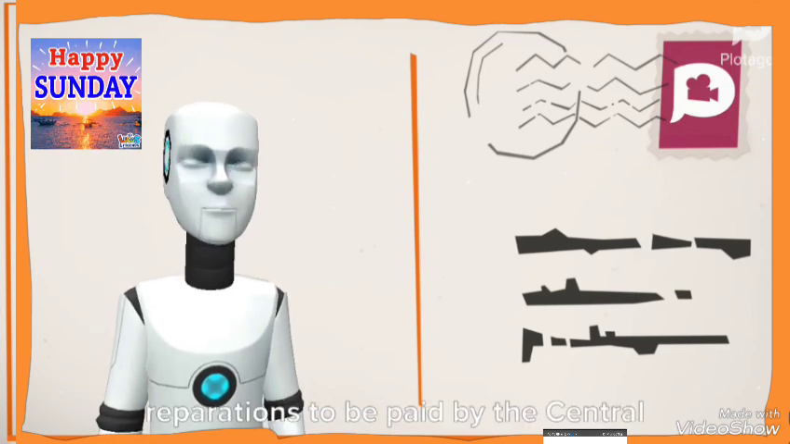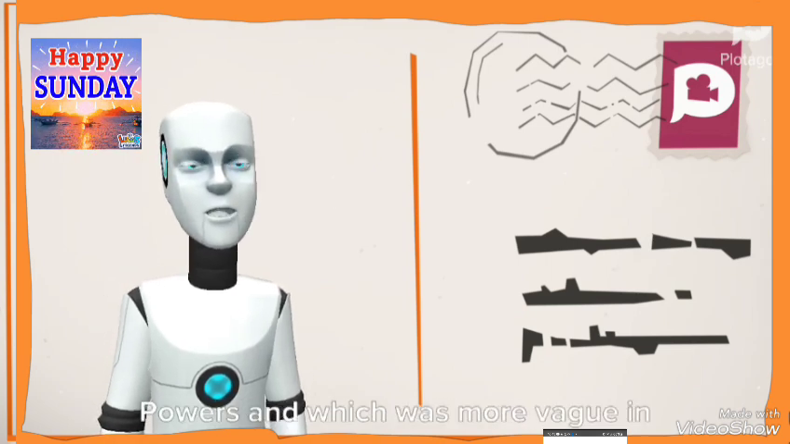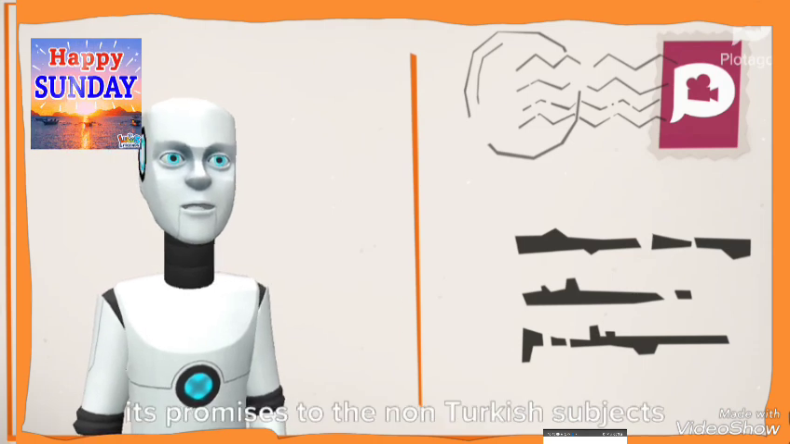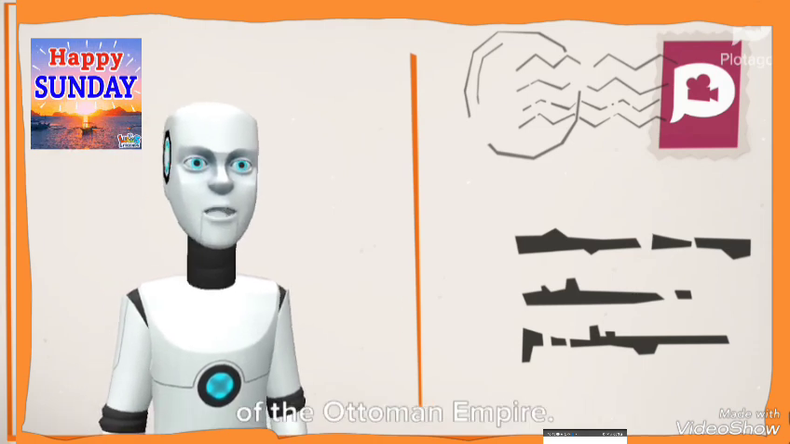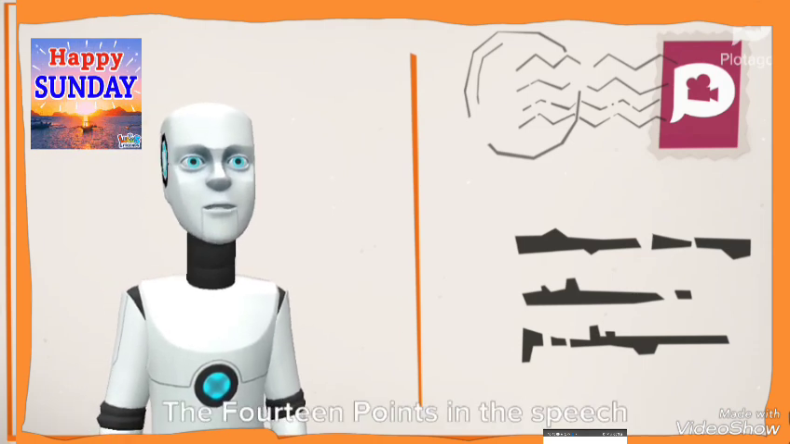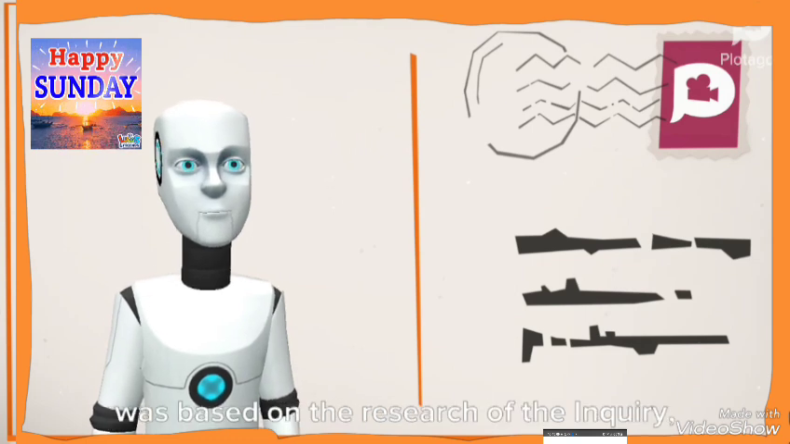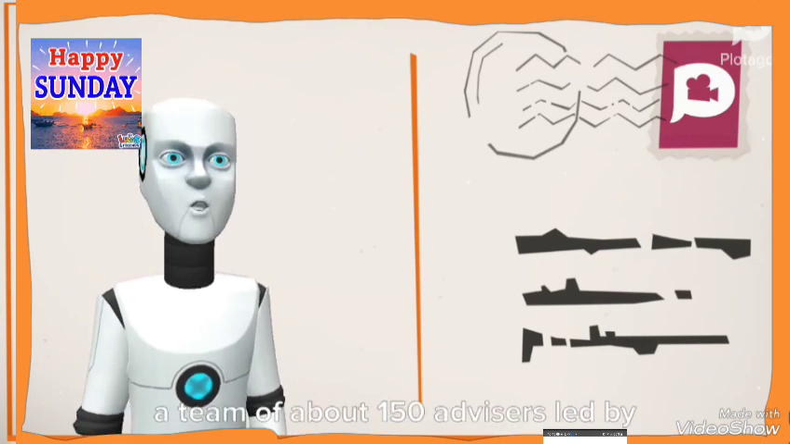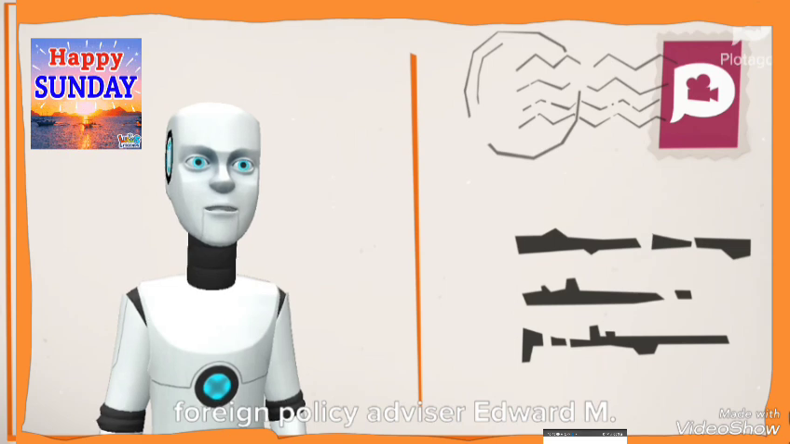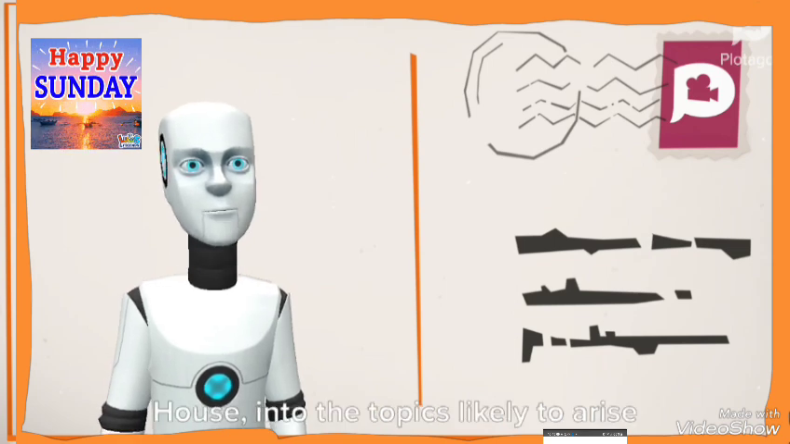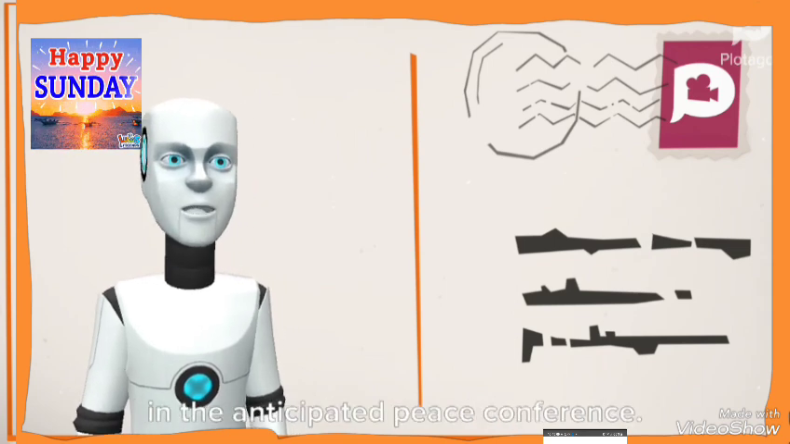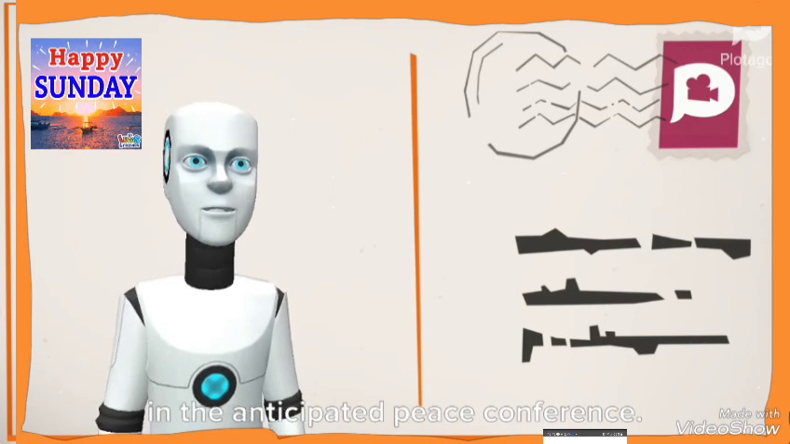Three days earlier, United Kingdom Prime Minister Lloyd George had made a speech setting out the UK's war aims, which bore some similarity to Wilson's speech, but which proposed reparations to be paid by the Central Powers, and which was more vague in its promises to the non-Turkish subjects of the Ottoman Empire. The 14 points in the speech was based on the research of the Inquiry, a team of about 150 advisors led by foreign policy advisor Edward M. House, into the topics likely to arise in the anticipated peace conference.